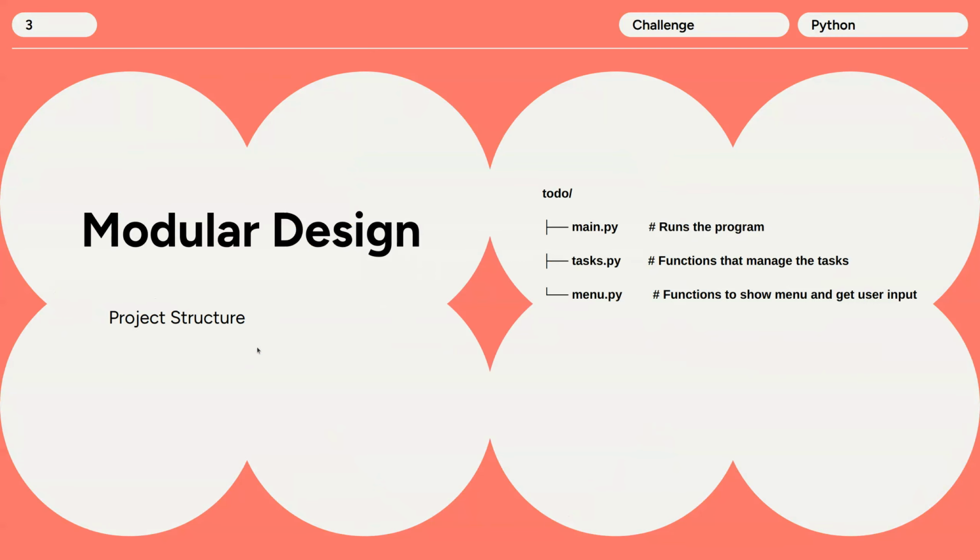So this is the simple modular design and structure that we're going to be following. You need to create a folder called todo. Then inside of this folder, we're going to have these 3 files: main.py, task.py, and menu.py. Like you've already seen, when you're writing the main function, we're going to use main.py to run the program. We use task.py to write the logic that is going to manage all the tasks, and we're going to create the menu.py file. Here we are going to write the function that is going to show us the menu and get user input.